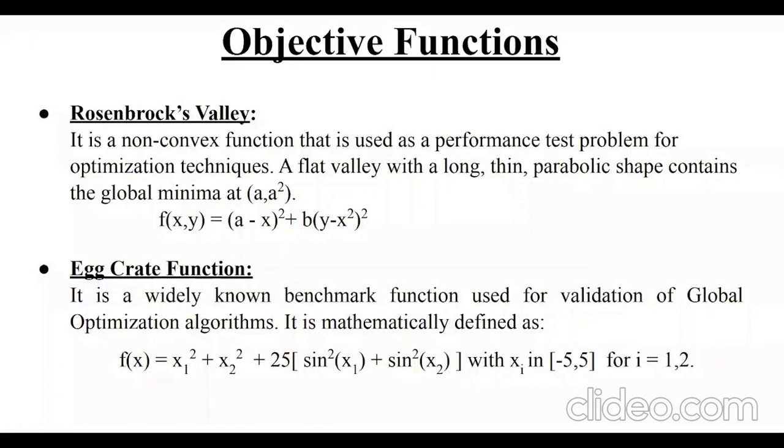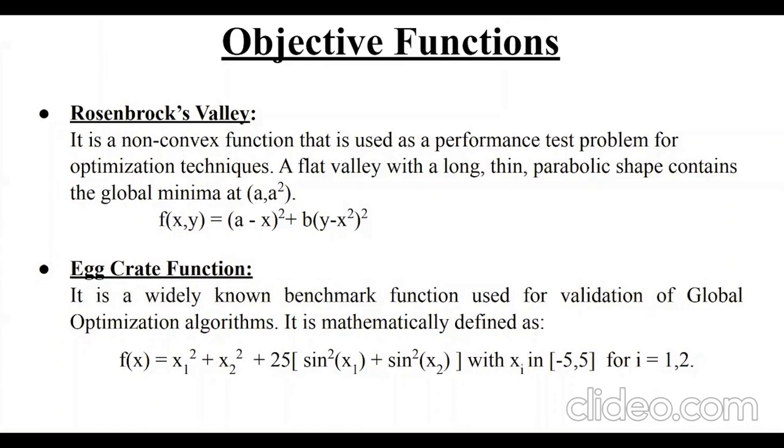Hello, my name is Shalvi Desai, and I'm going to explain two of the objective functions that we have used for our particle swarm optimization problem. The first of these is Rosenbrock's valley objective function, also known as Rosenbrock's banana function because of its parabolic shaped contours.